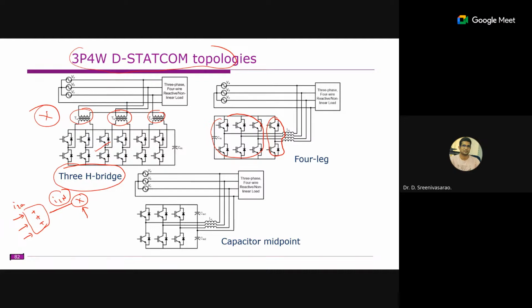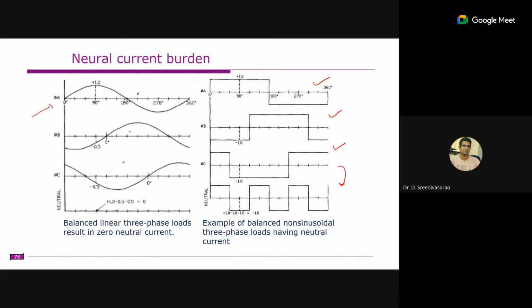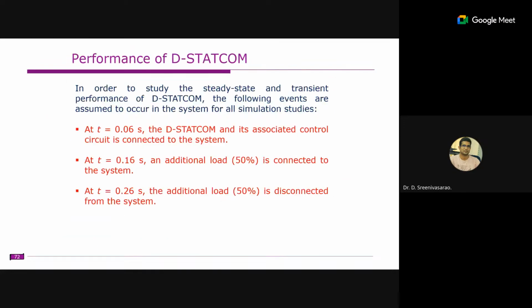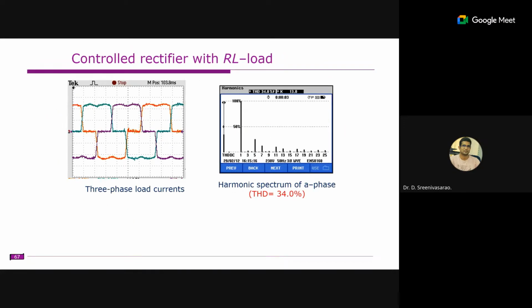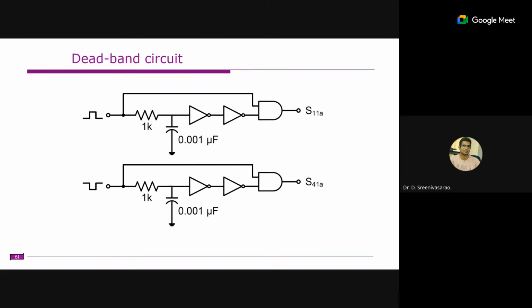But there are drawbacks here. When you have a split capacitor, there is always a problem that the capacitor voltages will deviate. So we can use some advanced PWM methods like space vector modulation technique or model predictive control to minimize this deviation, and also we can use some external circuits to reduce this deviation.